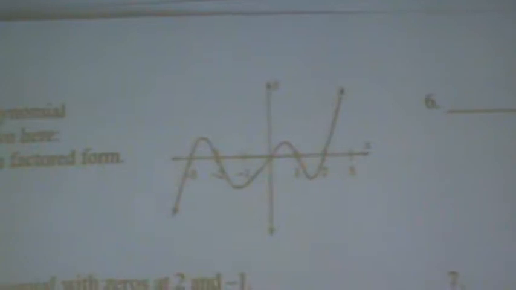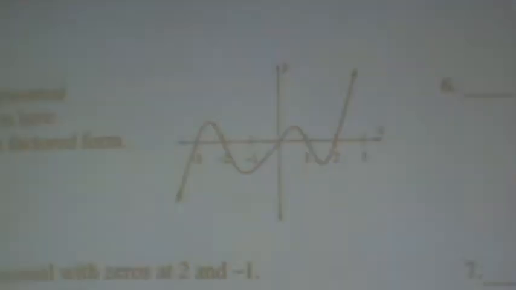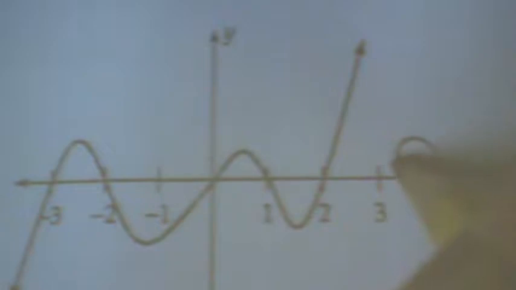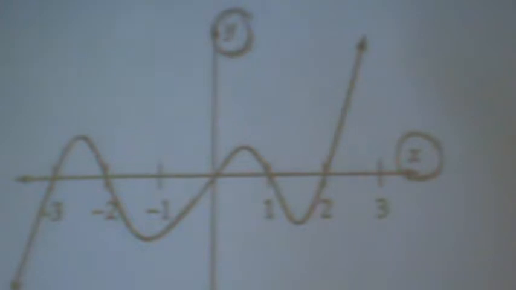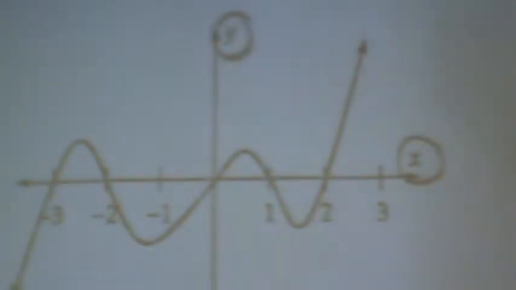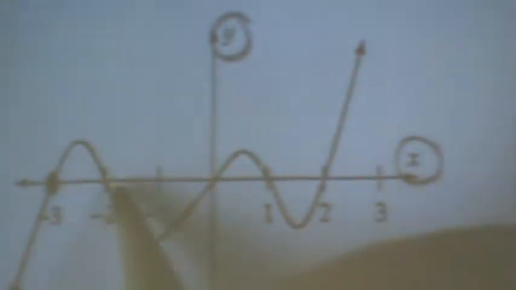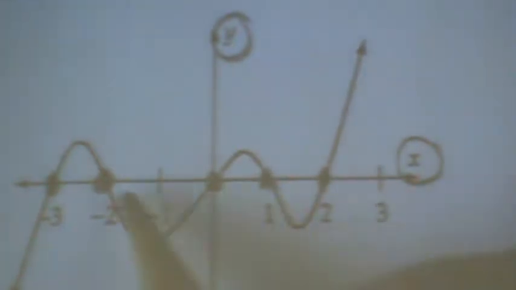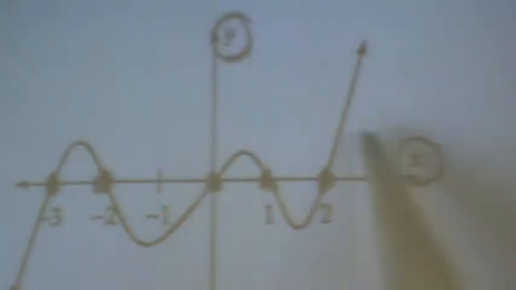Okay, next one, number 6. How many variables are in this picture? How many variables do you see in this picture? Variables. There's 2 variables. If I asked you, how many zeros do you see? This is a 0, this is a 0, that's a 0, and a 0. These are your roots. Your roots are your zeros. But you're comparing 2 quantities here, an x and a y.